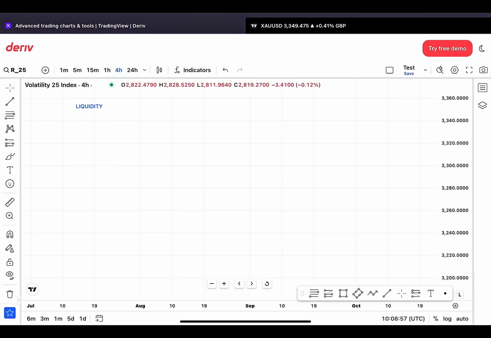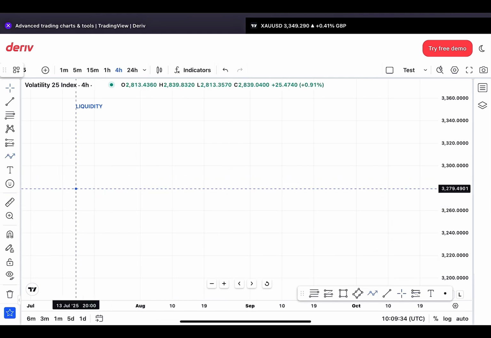So once again, liquidity is money and stop loss hunt. And again, I can say liquidity is what fuels the market. If you can't spot the liquidity, that means you are the liquidity. So in this video, I'm going to teach you how to spot a perfect liquidity sweep that will help you increase your win rate.